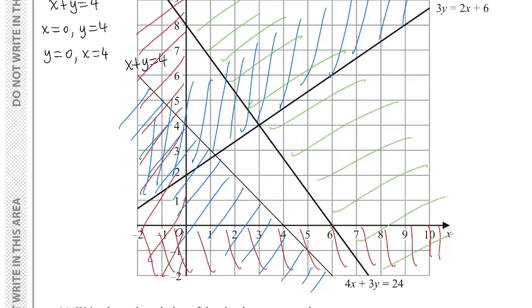And we see that what we are left with is this region here, which I'm now shading in red. And we need to label this region with the letter R to identify that we know how to interpret inequalities in regions. So this is R. So this is what we get here.